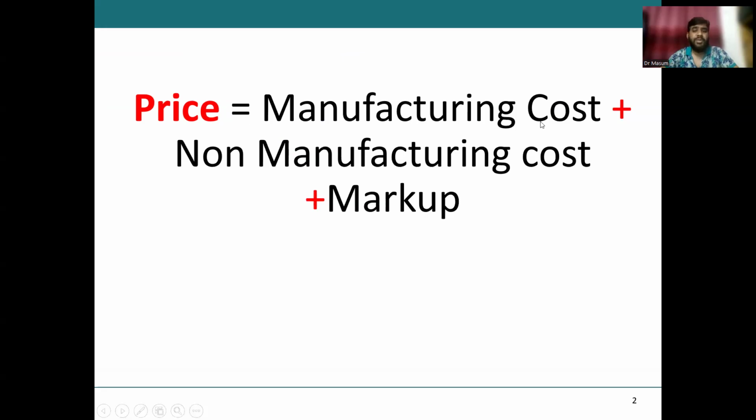So price equals manufacturing cost plus non-manufacturing cost plus markup. Markup means profit rate. What is your profit rate? In your manufacturing cost, you have to calculate direct materials, direct labor, and manufacturing overhead. And in your non-manufacturing cost, you have to include administrative expenses and sales and distribution expenses. And above these two costs, you have to add some profit, because without profit, your company will not sustain. That's why markup addition is also very important.